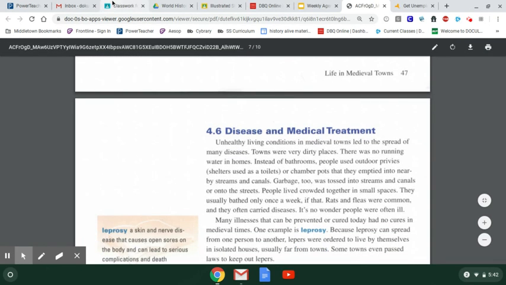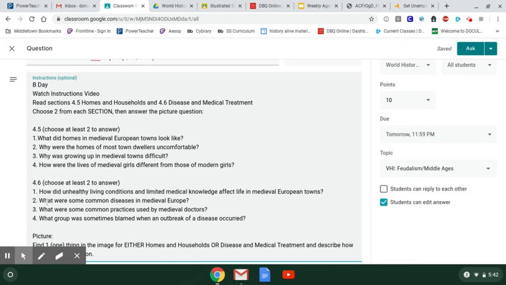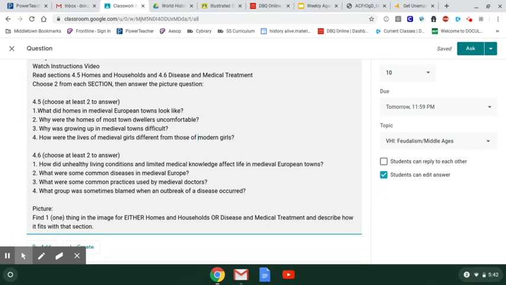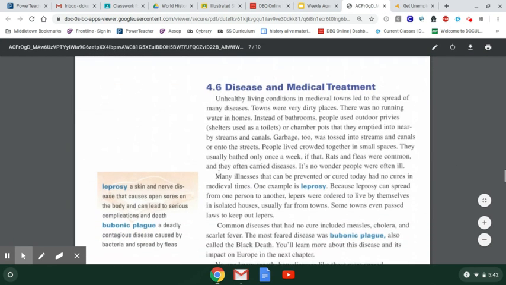All right. The next section is on 4.6, disease and medical treatment. We're looking to answer at least 2 of these. How did unhealthy living conditions and limited medical knowledge affect life in medieval towns? What are some common diseases in medieval Europe? What were some common practices used by medieval doctors? What group was sometimes blamed when an outbreak of a disease occurred, and why? All right, let's read the chapter, Disease and Medical Treatment.